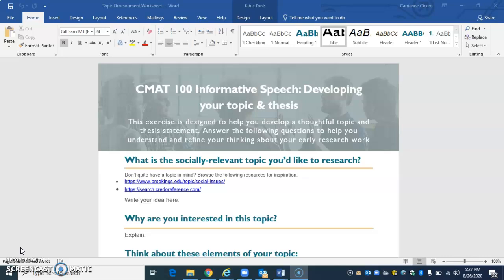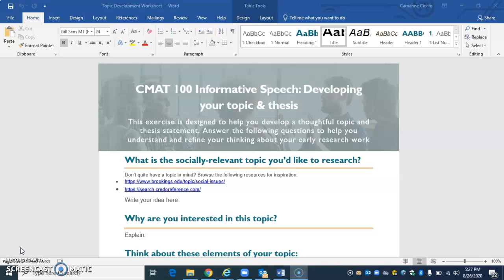So one of the first things we need to think about is a topic. For your first speech, it is going to be an informative speech. And I let you choose whatever topic you want with the caveat that it needs to be socially relevant. What does socially relevant mean? Well, that means a topic that would interest a lot of people, something that you maybe see on the news recently, or something that is a part of your everyday life.